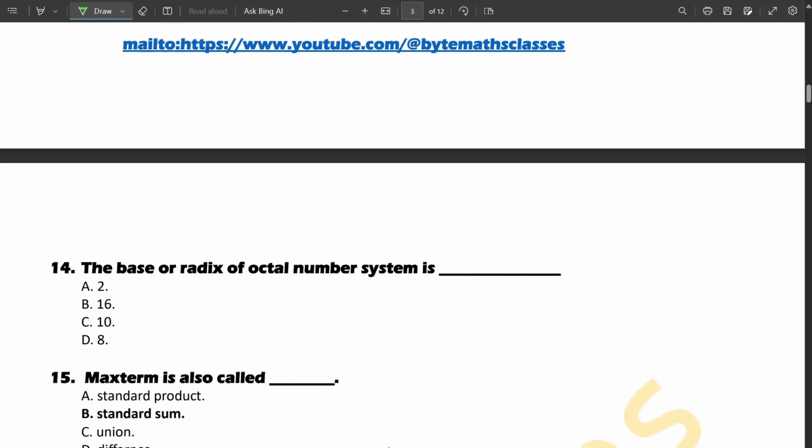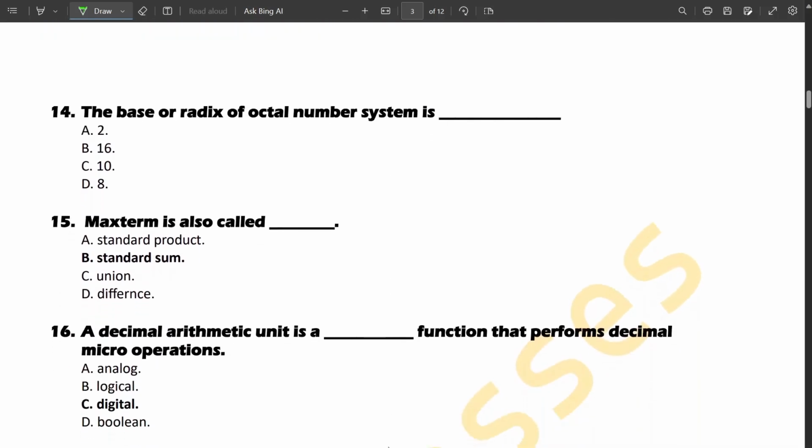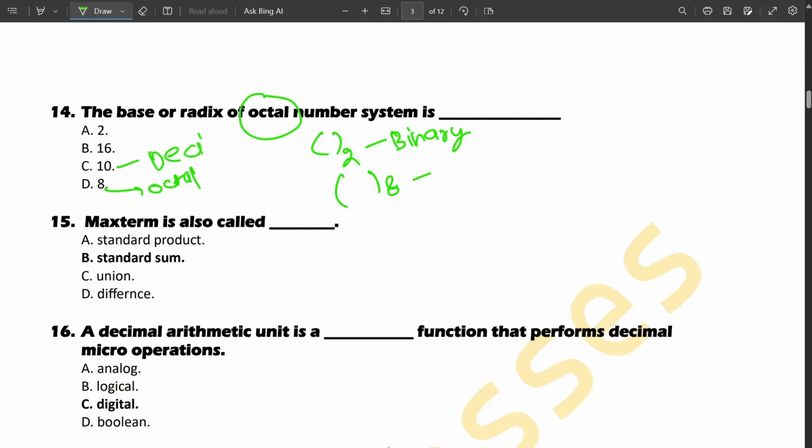Next, the base or radix of the octal number system. We have discussed this in a previous video very carefully. I told you that binary is base 2, octal is base 8, decimal is base 10, and hexadecimal is base 16. So what will the answer be? In octal, option number D is correct.